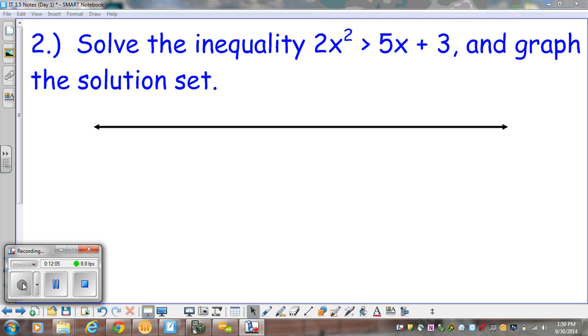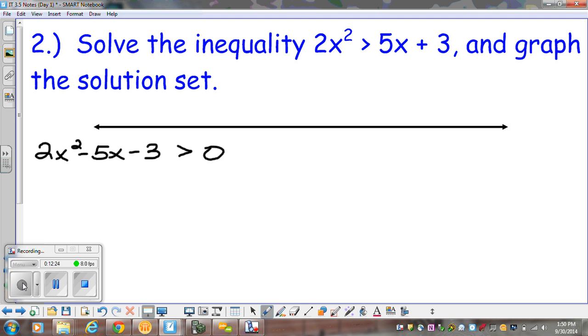Now, guys, we got my inequality. What's the first thing I need to do, though? Before I do that, you got to get in standard form. All right, so I got to move my 5x over. So how do I move my 5x over? Subtract 5x. How do I move the 3 over? Subtract 3. So I'm left with greater than 0.